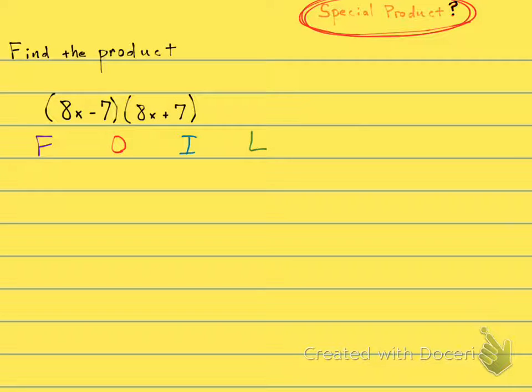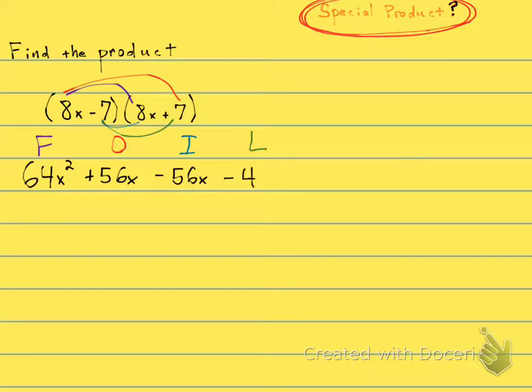So let's go ahead and look at it, and we can talk a little bit more about it at the end. Let's FOIL. 8x times 8x, the first two, is 64x squared. The outer two, 8x times 7, is 56x, right? 5, 6, 7, 8, yep. And then the inner two, negative 7 times 8x, is negative 56x. And then the last two, negative 7 times 7, is a minus 49.